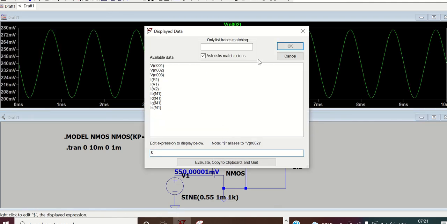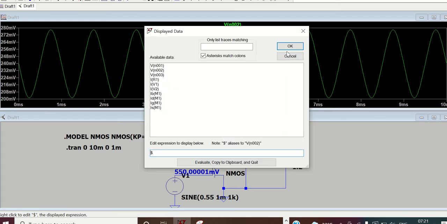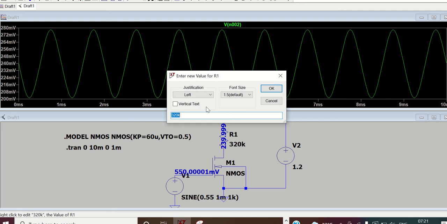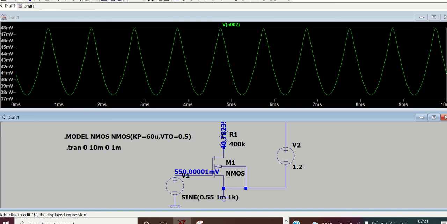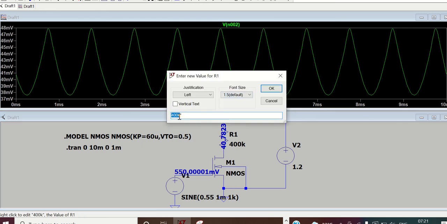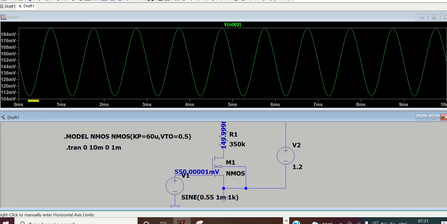Now instead of 320, I'll make this 400. Let us see. So I cannot go up to 400. Okay, I will come up to 350. At 350 you can see the swing has further increased. Until this node reaches below 50 millivolt, we can do amplification. This node should not go below 50.